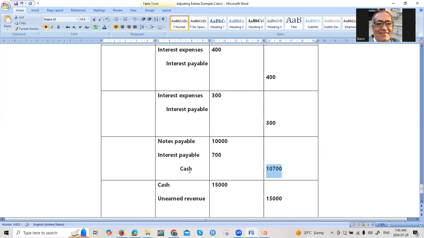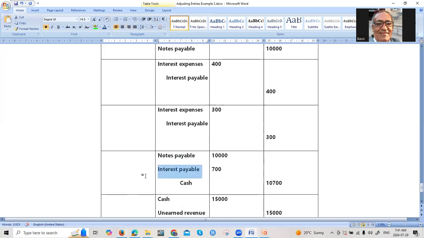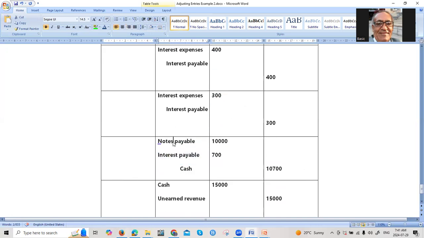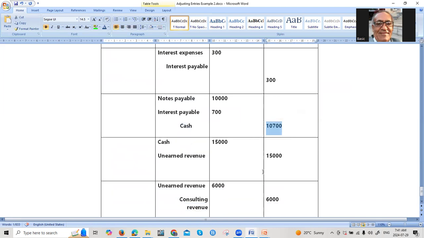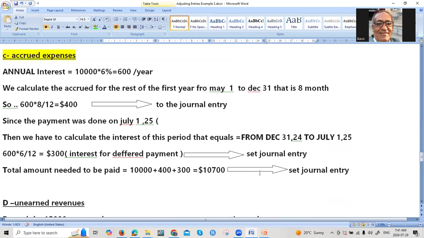Okay, I paid them, so cash will be credit. What will be debit is the origin of the amount which I pay, the notes payable, and the $700, which are the 400 and the 300, because they both are interest payable. So the journal entry will be from notes payable and interest payable into cash with the amount of 10,700. That was for the third transaction.